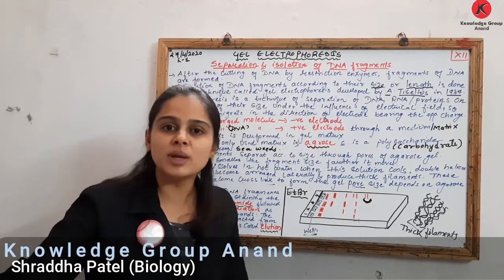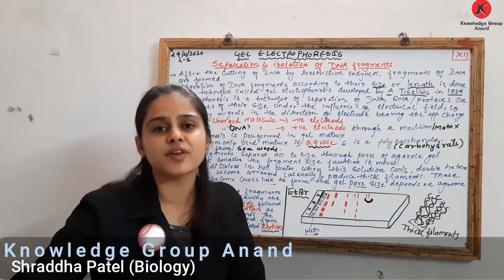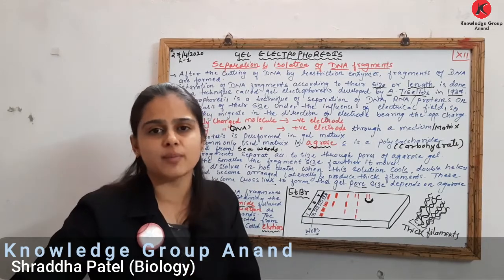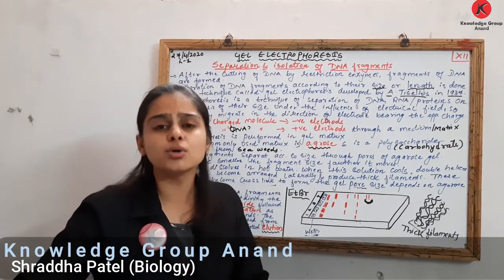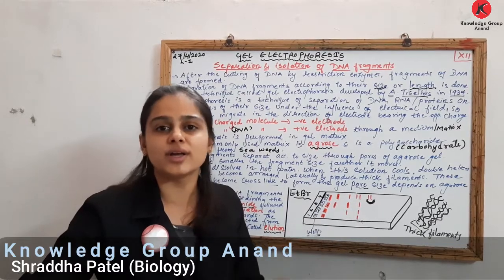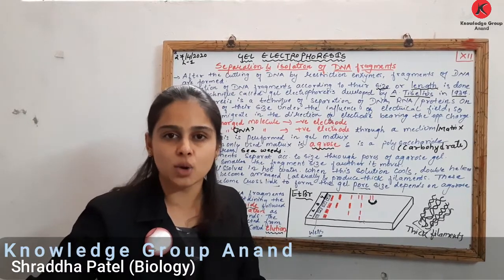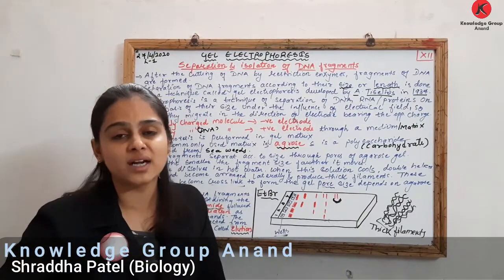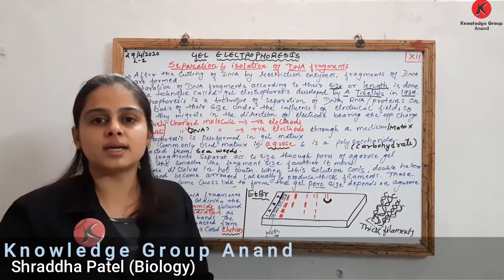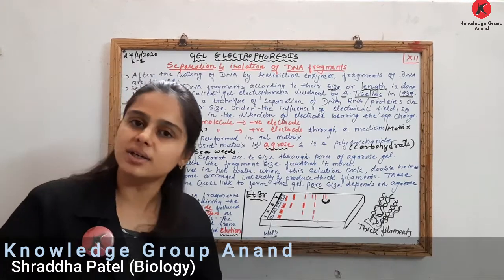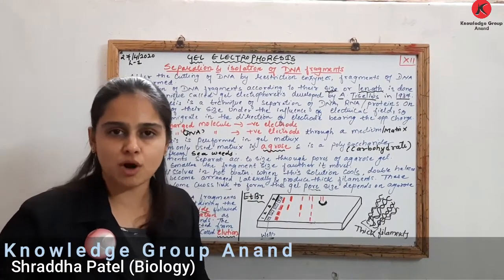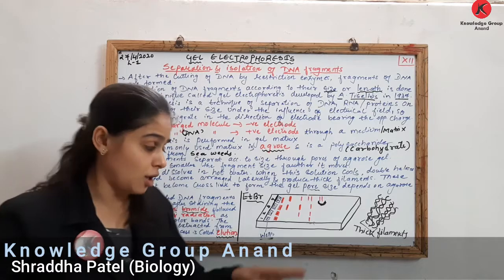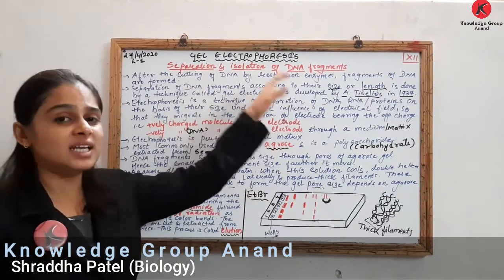Once you have separated the desired DNA fragment, what are you going to do? You are going to ligate it with a vector. You are going to ligate this gene, this DNA fragment, with the vector for creating recombinant DNA, for formation of our recombinant DNA. So that is your gel electrophoresis.